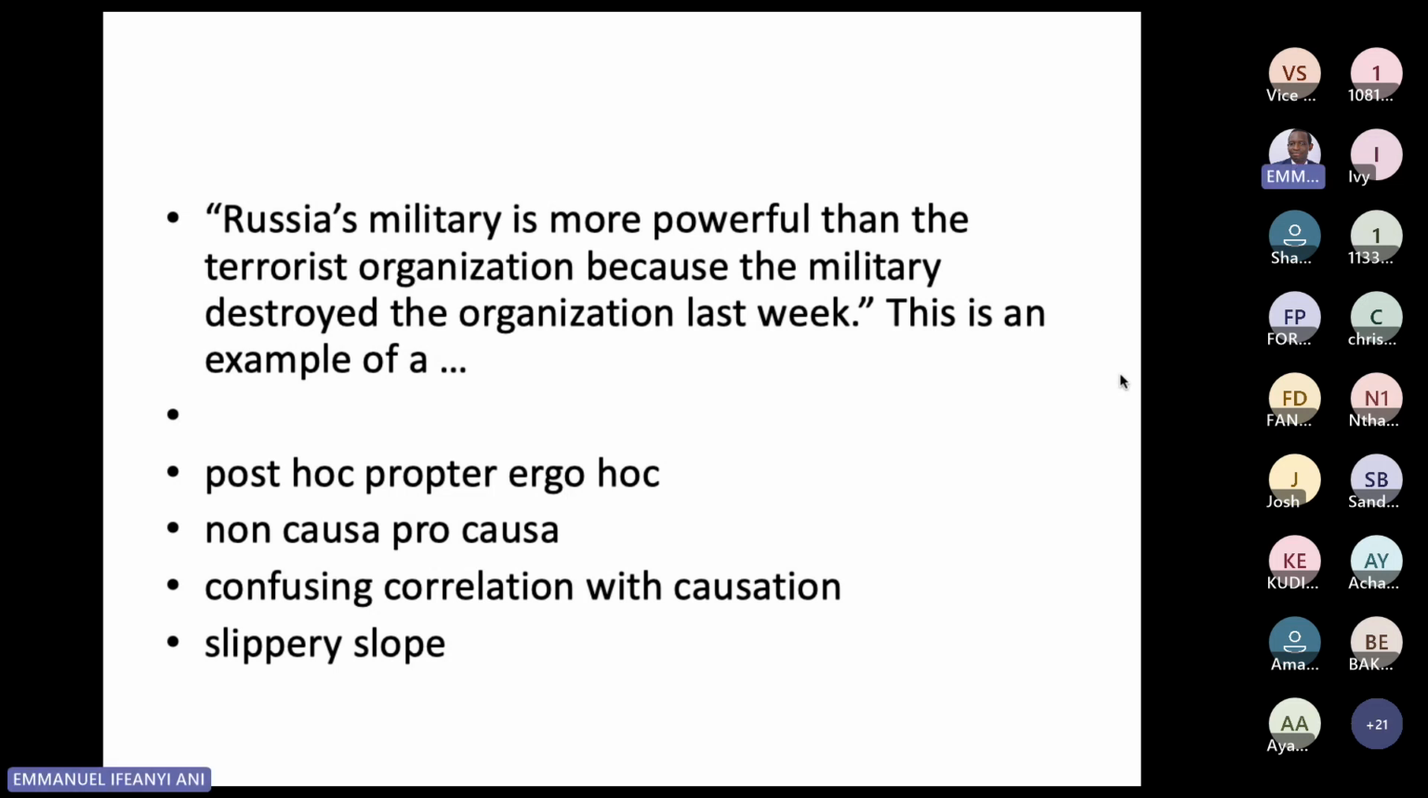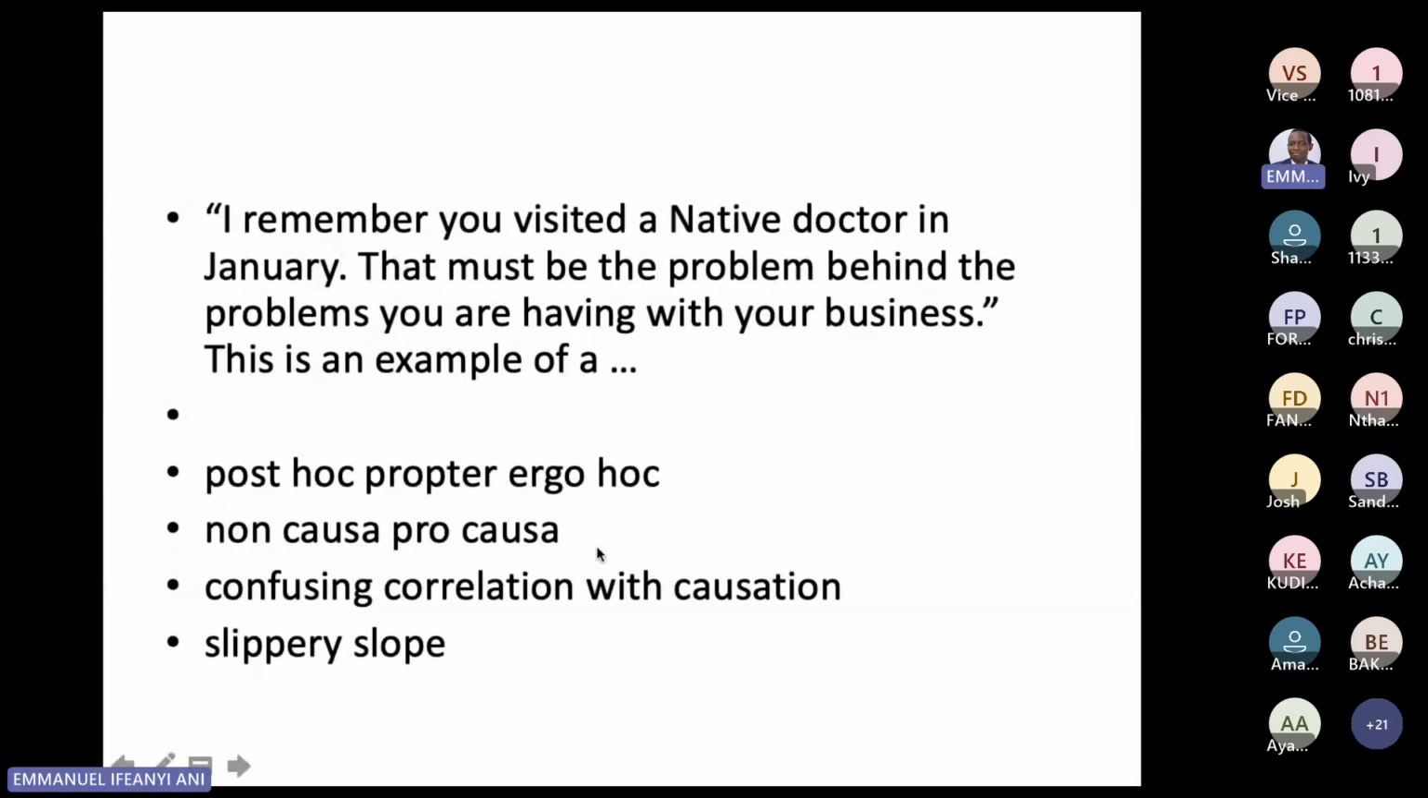You have to be more powerful than the terrorist organization in order to defeat it. If you are not more powerful than the terrorist organization, then you cannot defeat it. So Russia destroyed the terrorist organization because Russia is more powerful. All right. I remember you visited a native doctor in January. That must be the problem behind the problems you are having with your business. This is an example of what?